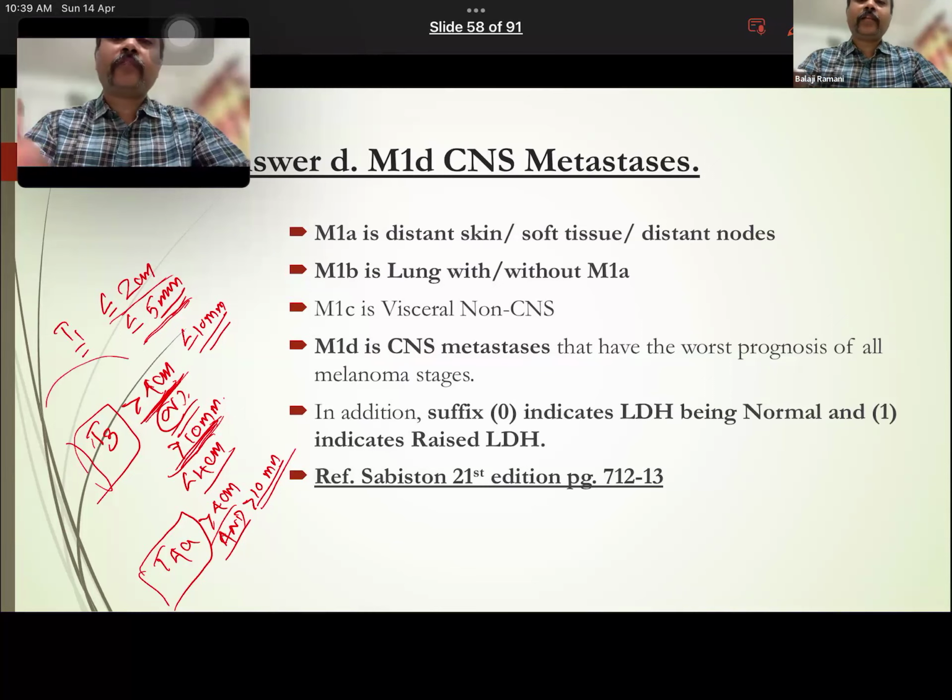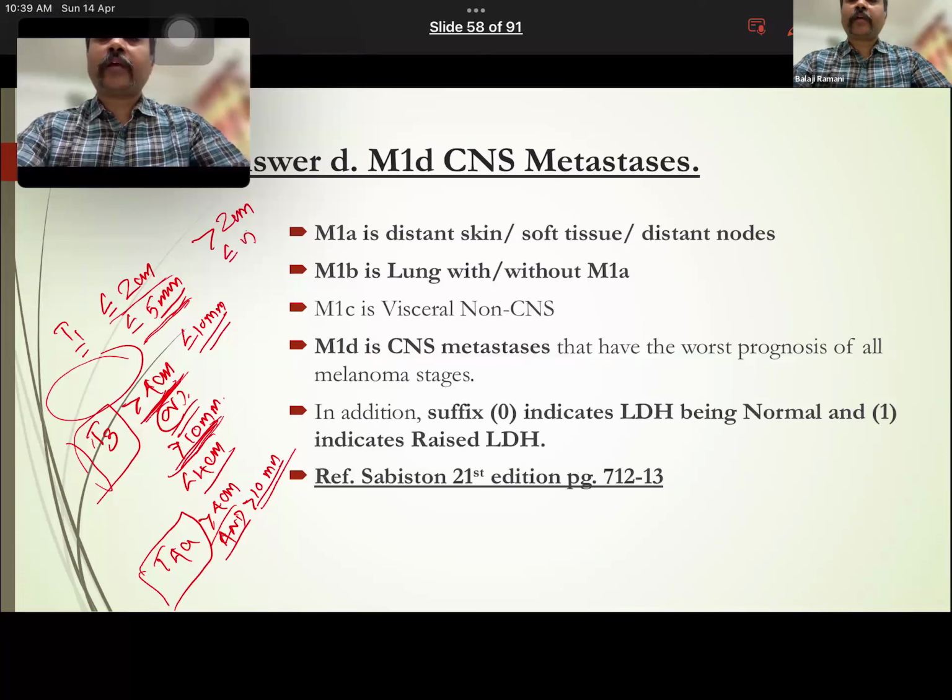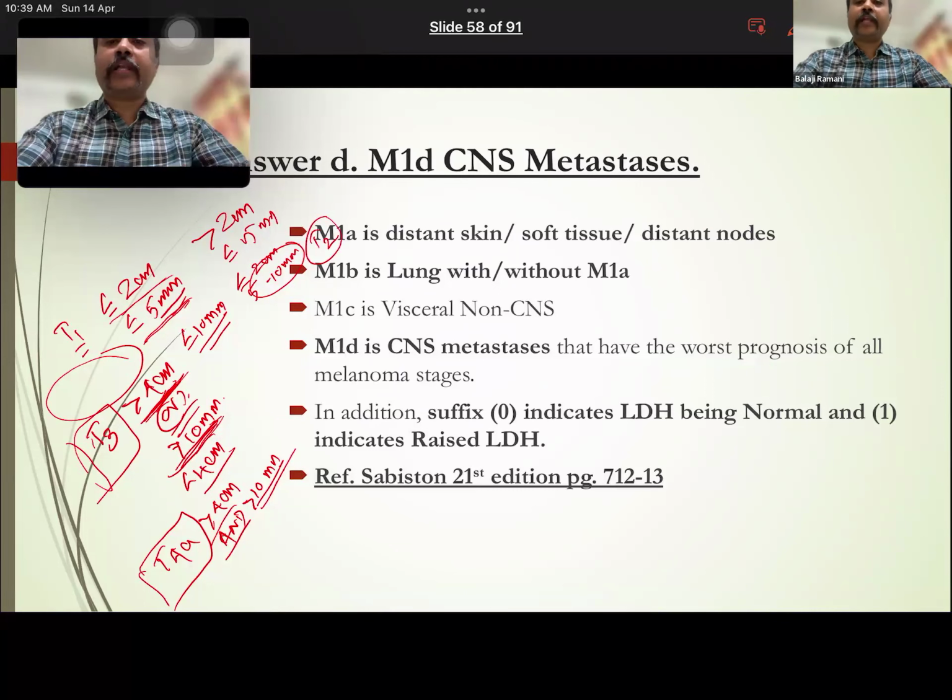Whereas the intermediate group will contain the other things, meaning what? It is greater than 2 centimeters and less than or equal to 5 millimeter, or it is less than or equal to 2 centimeters and between 5 to 10 millimeters. Okay, so that will come under the T2 lesions. So this is for head and neck I'm talking about. Again, don't get confused with other things. This is the head and neck.